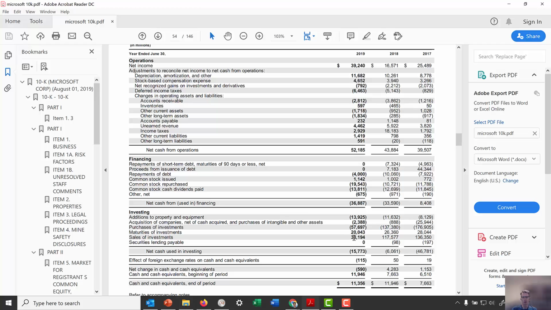So this gives you overall what's going on with Microsoft's cash. They began the year with $11,946,000,000 in cash. They ended the year with $11,356,000,000. So cash went down by $590 million. Why did it go down? Operations brought money in. Financing used up some cash. And investing used up some cash. So we get a sense of what's happening with Microsoft's cash during the year.